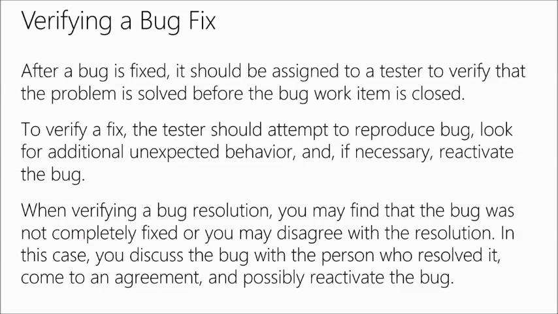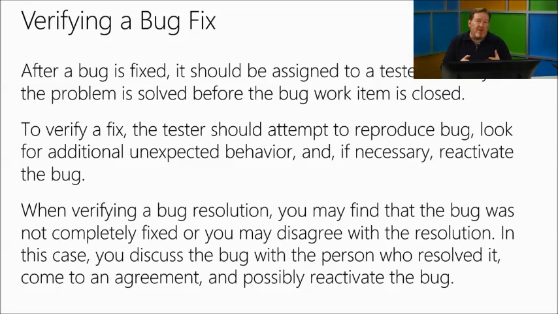So verifying a bug fix, after it's fixed, you usually assign it to a tester to do the verification, to make sure that the problem's solved and that the bug work item's closed. When verifying that fix, the tester's going to attempt to reproduce the bug based upon the documentation that's associated with the bug, and they may reactivate the bug if they find that the outcome really doesn't meet what is expected.